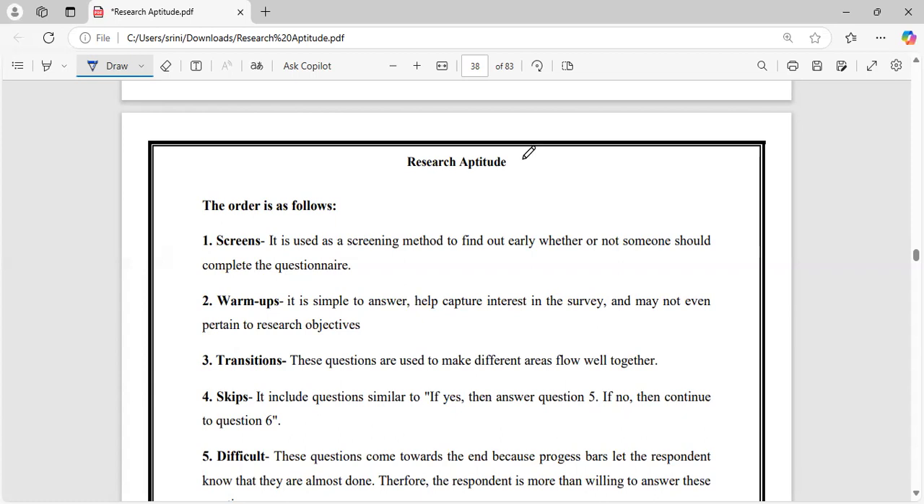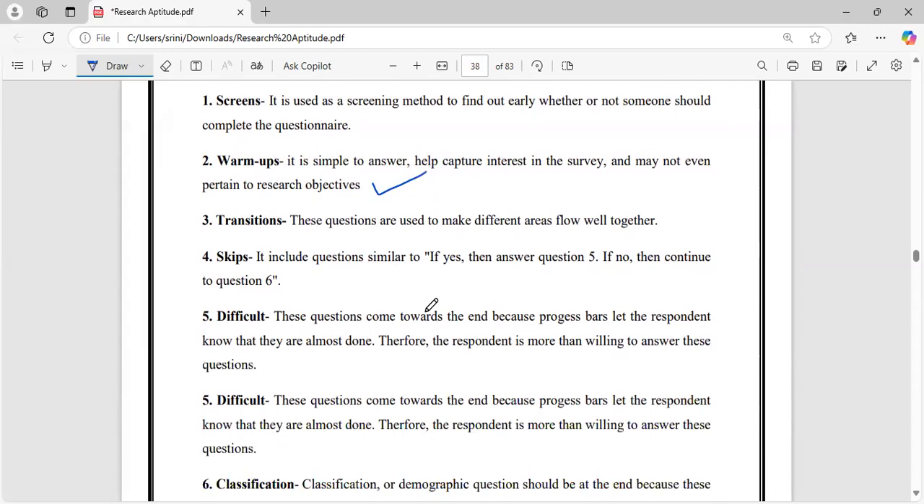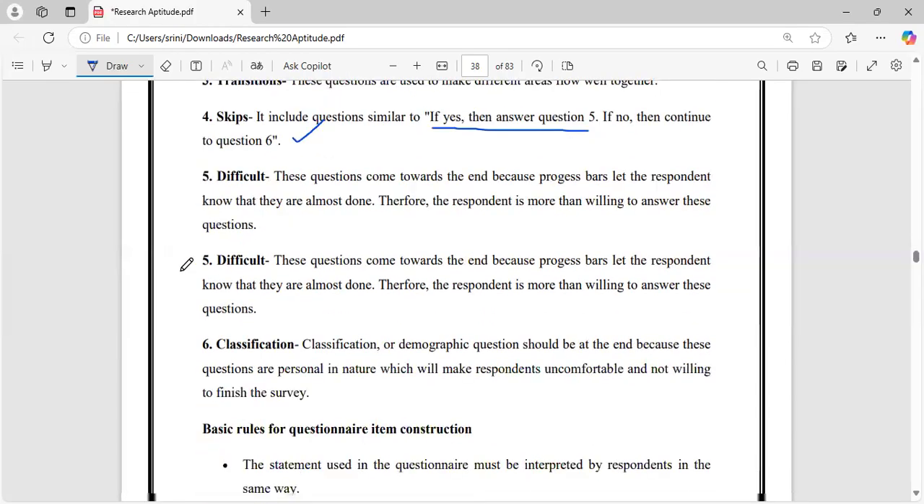Warm-ups: questions simple to answer help capture interest in the survey and may not even pertain to the research activity. Transitions: these questions are used to make different areas flow well together. Skips: these include questions similar to if yes, then answer question 5. If no, then continue to question 6, such as if conditions.